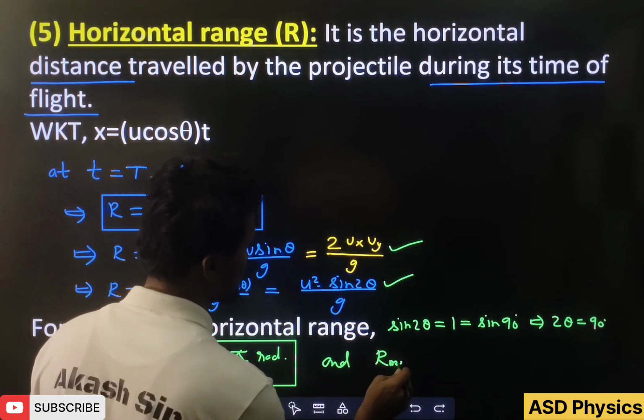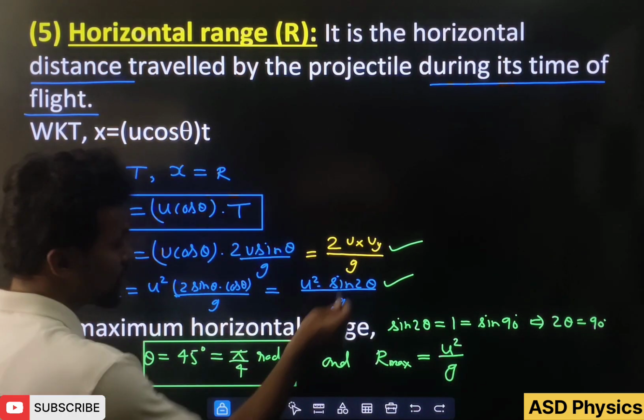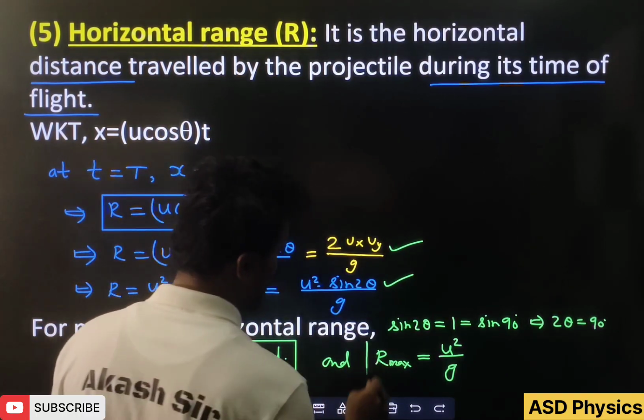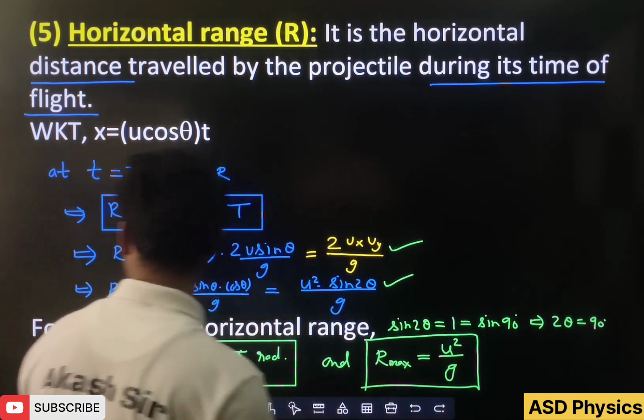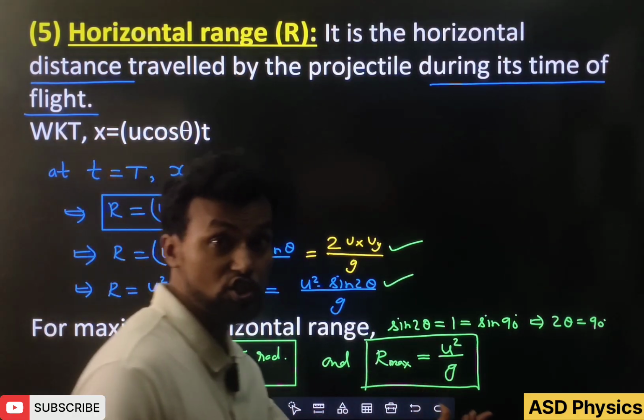This R max will become u square by g. Why? Because sine 2 theta will become 1. See here please, maximum range value, R max, is u square by g, okay.